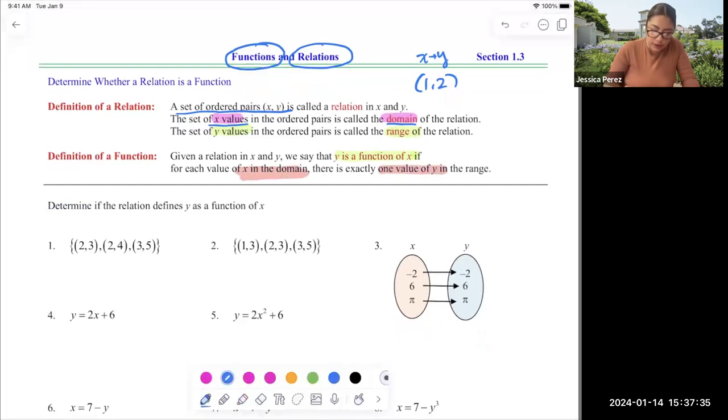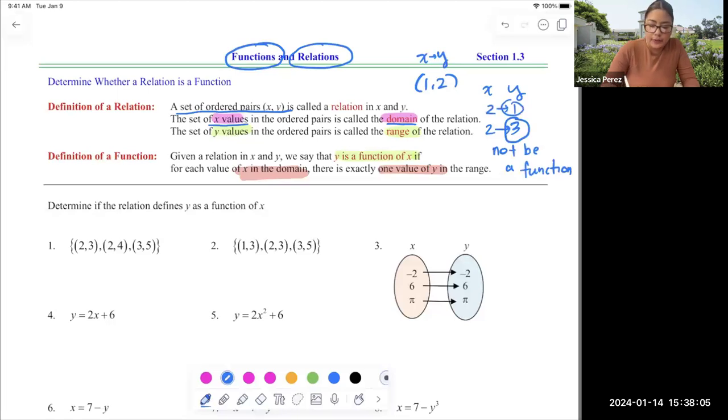Assuming that we have an x and y, this is saying 2 goes to 1 and then 2 goes to 3. Notice that these are two different y values, so this would not be a function. We'll say that y is not a function of x.